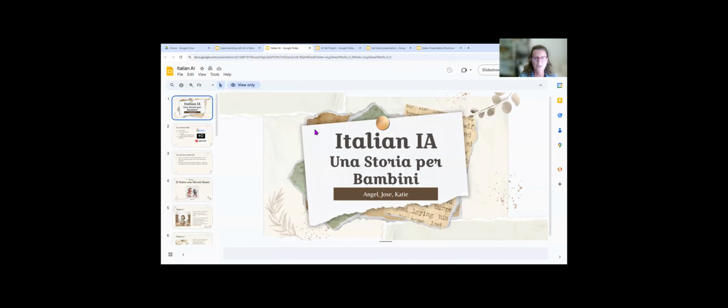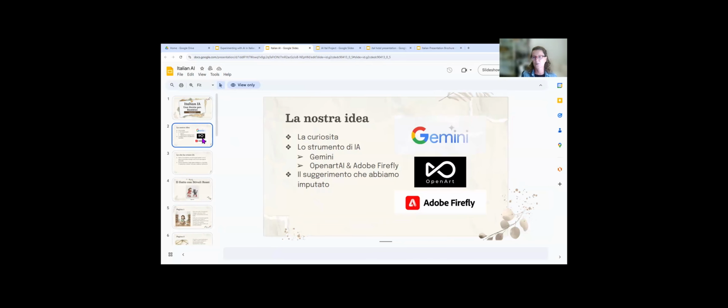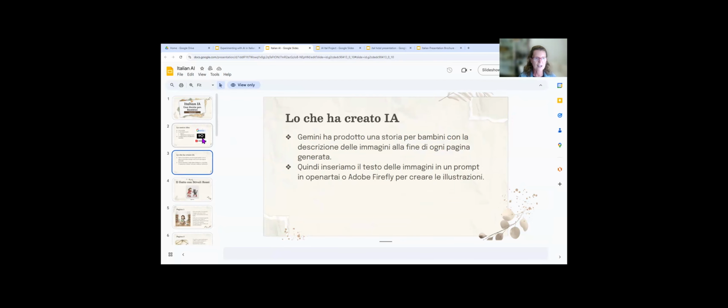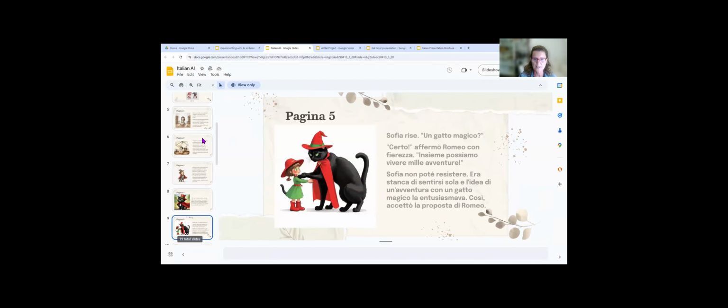Okay. Una storia per bambini. Here I actually grant the group an exception because they created both the text in Italian of the story for children and the images, right? And what they discussed using their own words and using their own, let's say, thoughts was the mishaps that AI brought to their projects, right? So I'll start from the last slide.